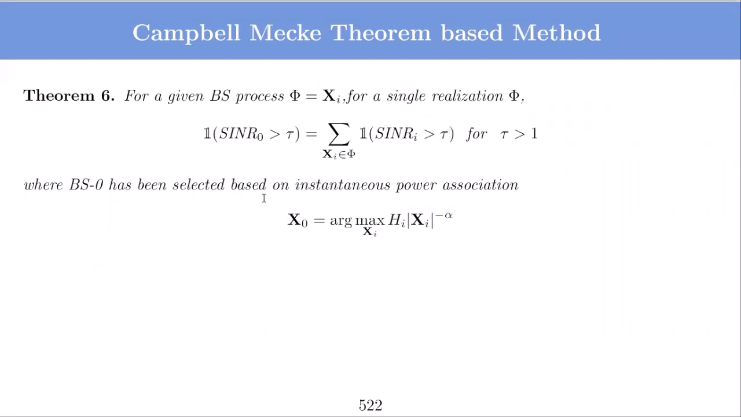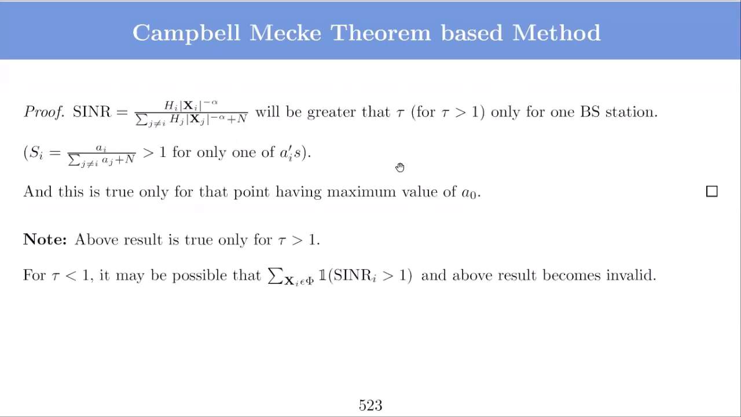The proof is similar: you write the SINR, then you can treat it as a ratio, and then you can show that this ratio can only be more than one for only one i. So the above result is true only for tau greater than 1. For tau less than 1, it may be possible that there can be more SINRs above that, and then the result becomes invalid.